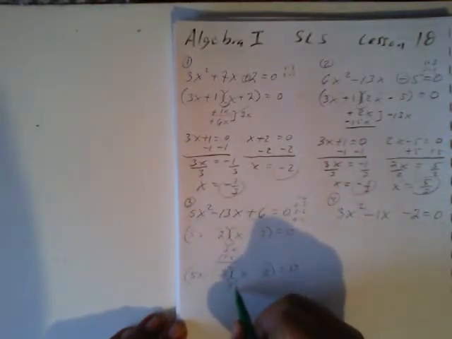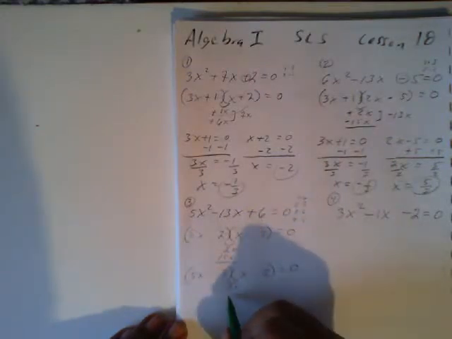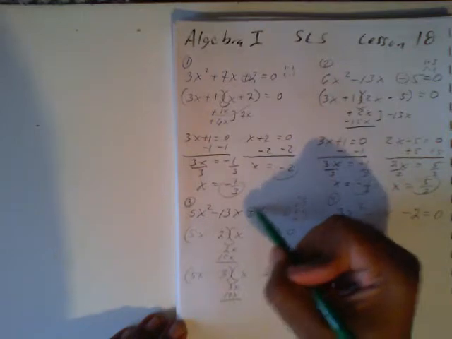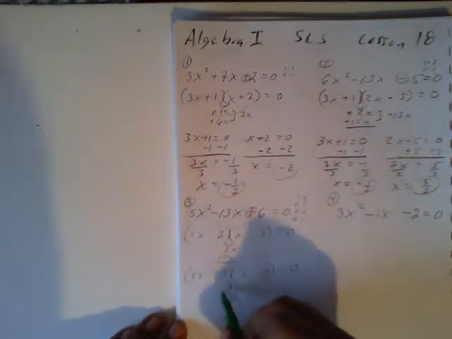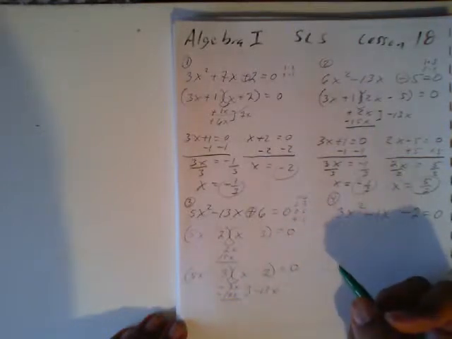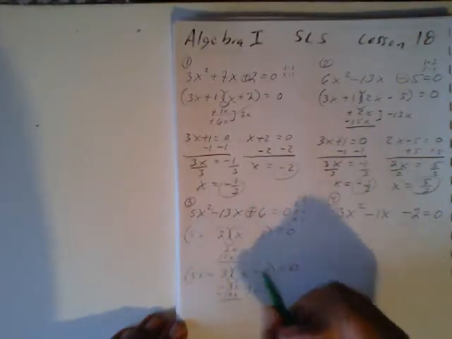This will give me 3x on the inside, and outside we'll get 10x. Now, can I have same signs and get a negative 13x? And the answer is true. If both of these are negative, we'll get negative 13x, and those are same signs. So both of these will be negative.